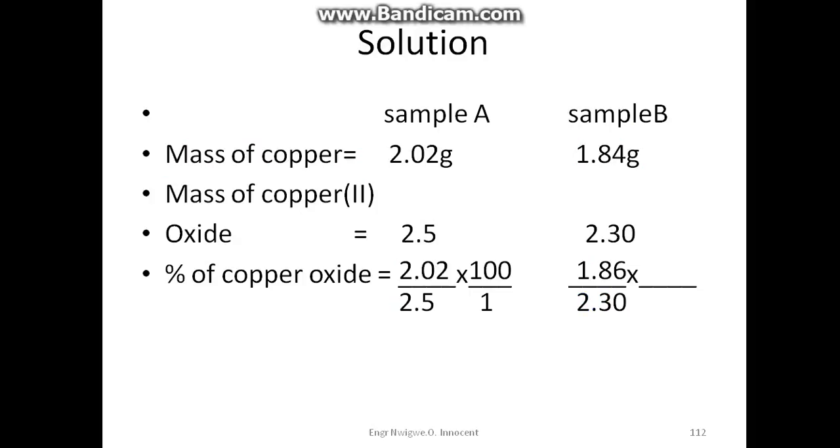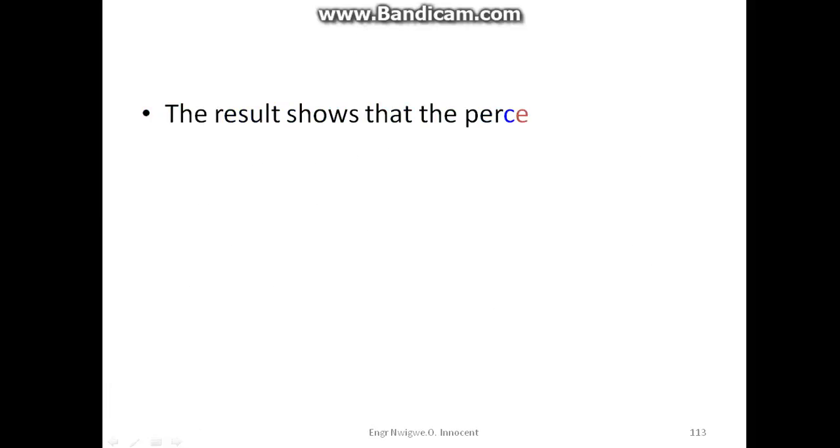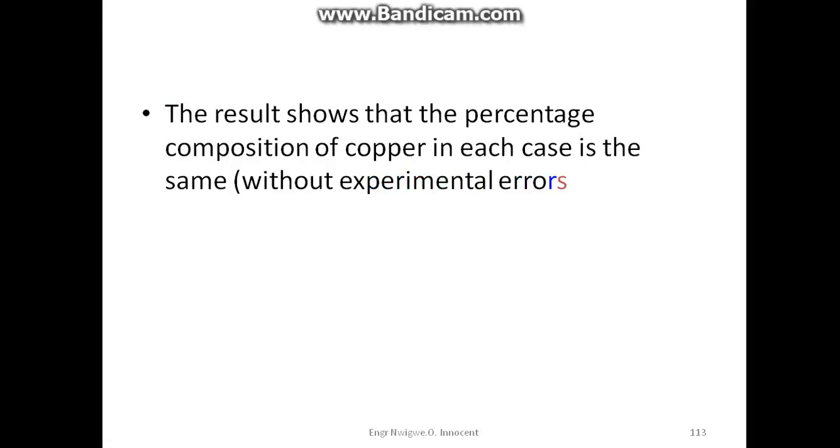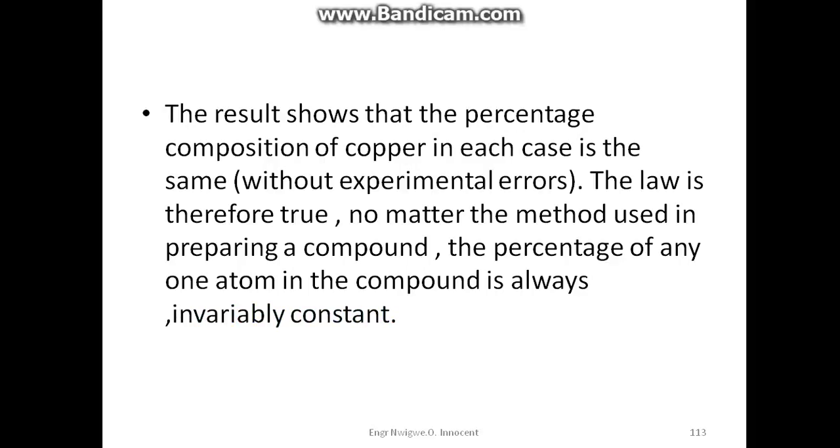times 100 over 1. The answer for sample A will give us 80.80%. That of sample B will give us 80.80%. This proves that the law of constant composition holds here. Yes, the result shows that the percentage composition of copper in each case is the same, without experimental error. The law is therefore true. No matter the method used in preparing a compound, the percentage of any one element in the compound is always invariably constant.